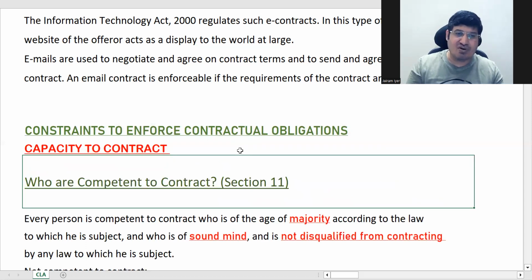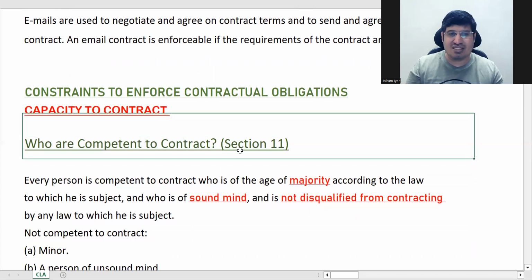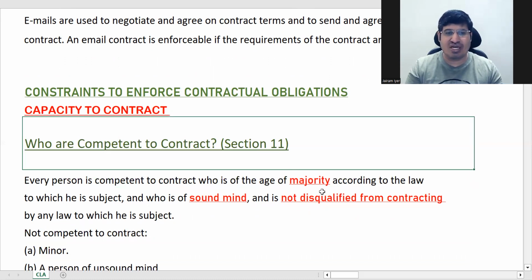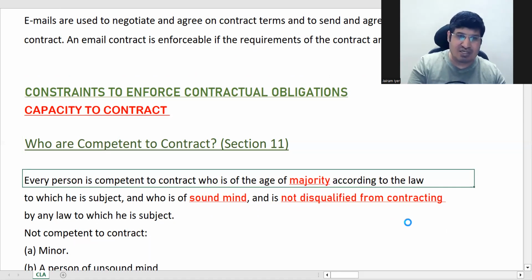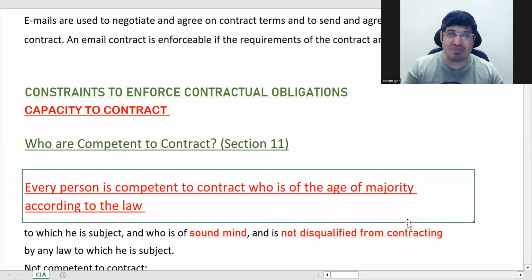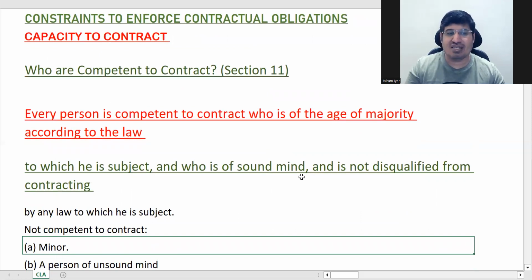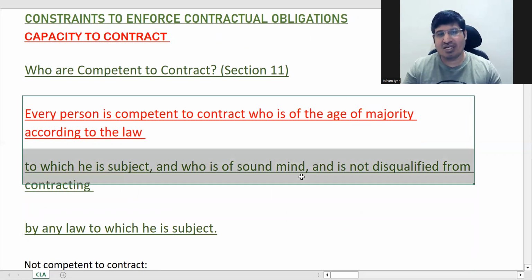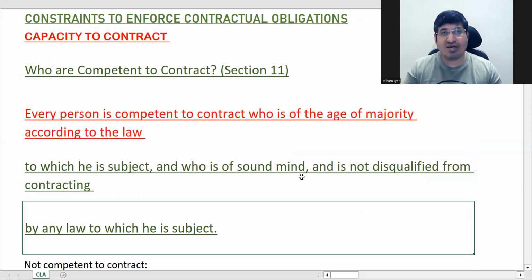So who is competent to contract? Now this is Section 11. Every person is competent to contract who is of the age of majority according to the law to which he is subject, who is of sound mind, and is not disqualified from contracting by any law to which he is subject. So three things are there: majority, sound mind, and not being disqualified from contracting by law.